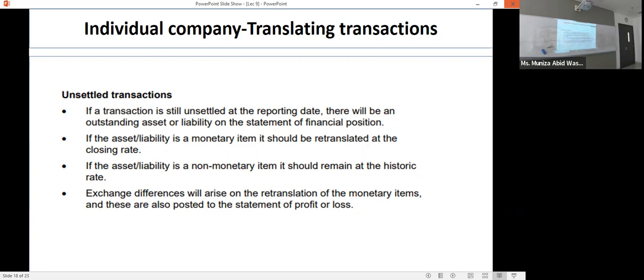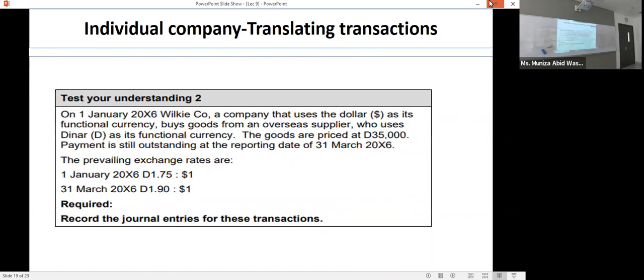Exchange differences will arise on the retranslation of the monetary items, and these are also posted in the statement of profit and loss. Exchange gains and losses have to be posted in the statement of profit and loss. Understanding number 2, students. Start doing this question. Record the journal entries for these transactions.